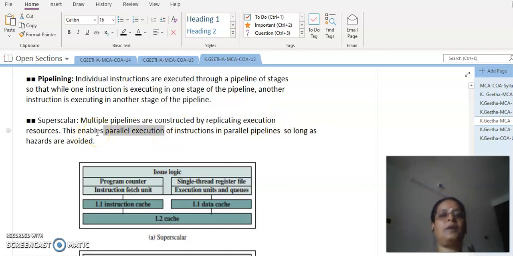As such, we all know there are two techniques available to improve the performance of a system. One is pipelining, another one is parallelism. Parallelism demands multiple hardware, whereas in pipelining we identify the different steps involved in the execution process, and by overlapping these stages of different instructions, we improve the performance.